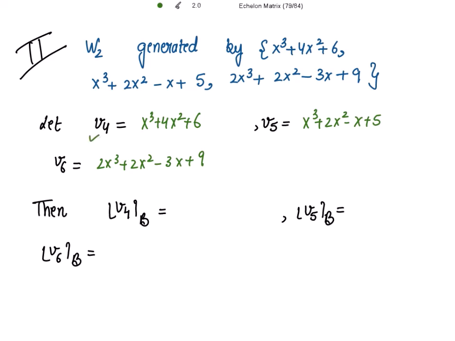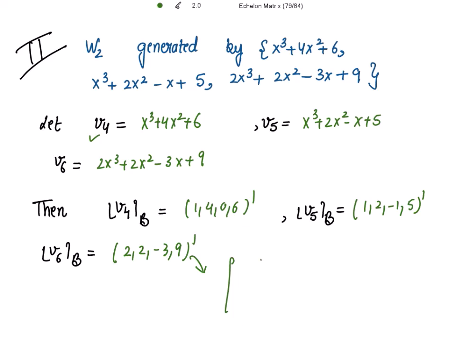So the coordinate vector of V4 is (1, 4, 0, 6)'. Writing the coordinate vector of V5 with respect to the basis B, we get (1, 2, -1, 5)'. And for V6 we are getting (2, 2, -3, 9)'. Please remember, this means that each vector is a column matrix, right? So writing all these vectors into the matrix form now.